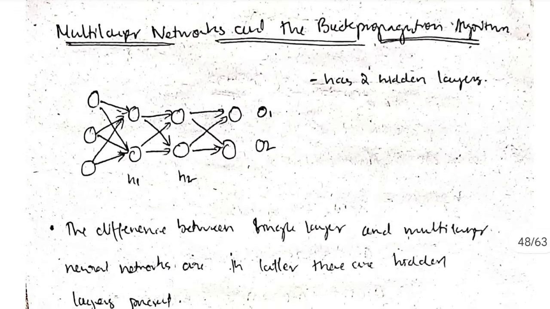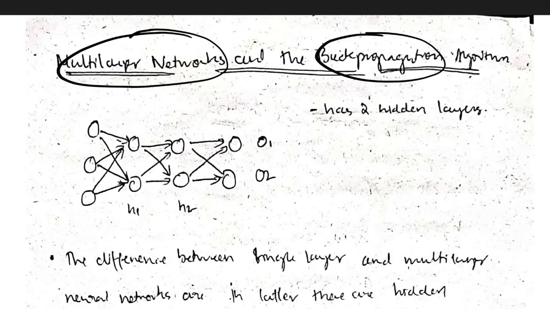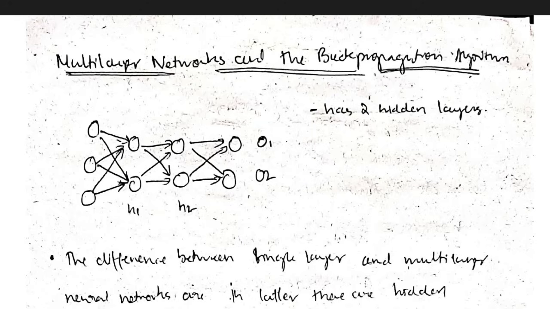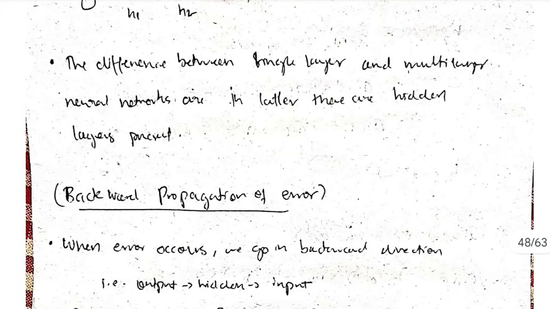Next we come to the last topic of this module, which is multilayer networks and the backpropagation algorithm. Few theory concepts are there and the main algorithm of this one is there. You have to know that very well. This is a super important question from exam point of view. What is a multi-layer network? By the name itself you can understand, multi-layer means there will be many hidden layers, that's all. Each hidden layer is called h1, h2. The output layers are o1 and o2. These are the input layers i1, i2 and i3. The difference between single and multiple layer is that there are multiple hidden layers in the latter.